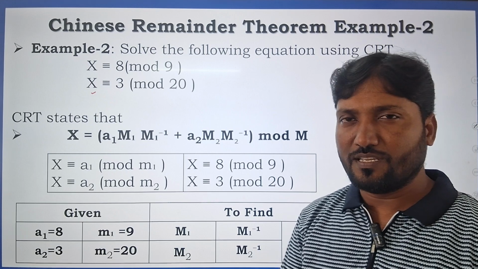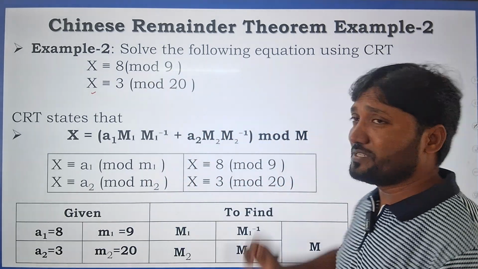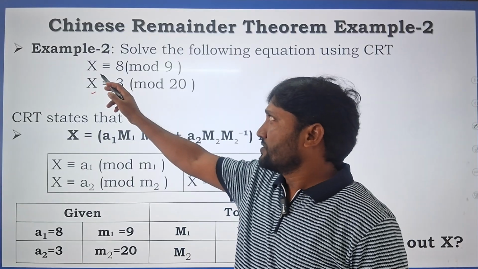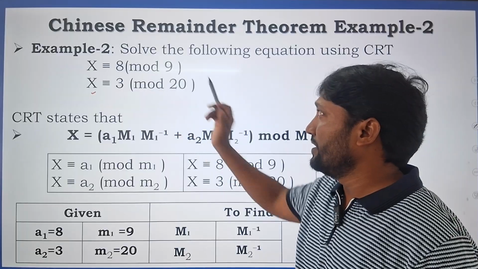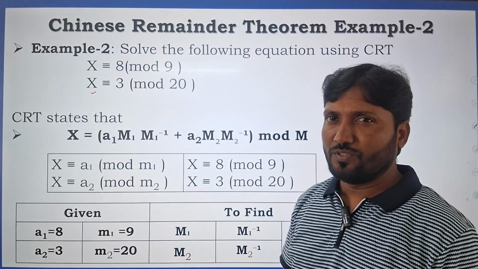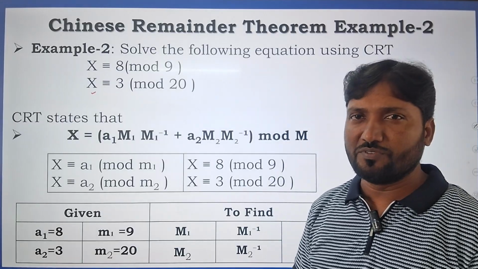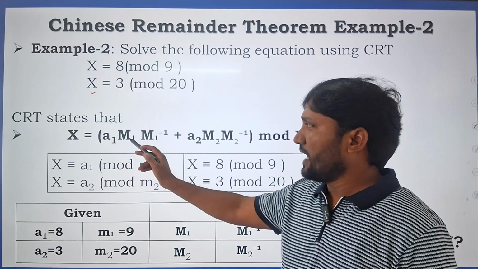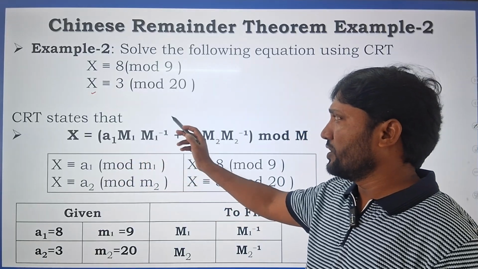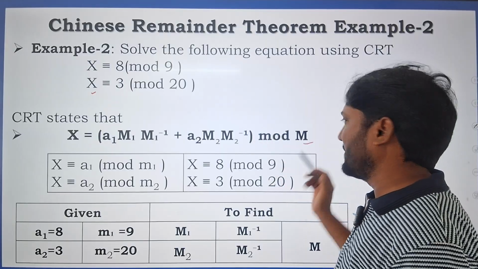Now let us see the given example: solve the following equations by using CRT. That is x congruent 8 mod 9, x congruent 3 mod 20. As you know, the unique solution to calculate the x value by using CRT is x equals a1 M1 M1 inverse plus a2 M2 M2 inverse, mod capital M.